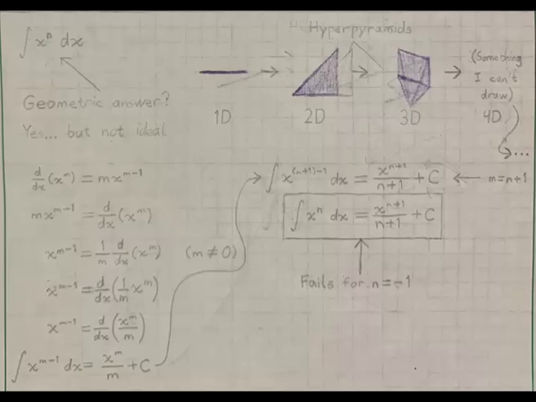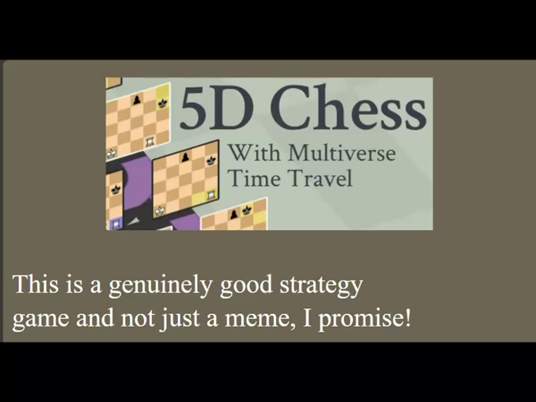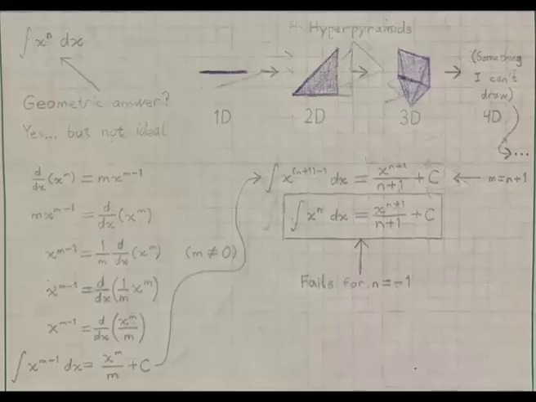Can we proceed geometrically like we did before? The answer is technically yes, at least if n is a natural number. However, it requires thinking about hypercubes and hyperpyramids in higher dimensional geometry. Don't get me wrong, I love higher dimensional geometry, but I don't think it's the best way to proceed here.